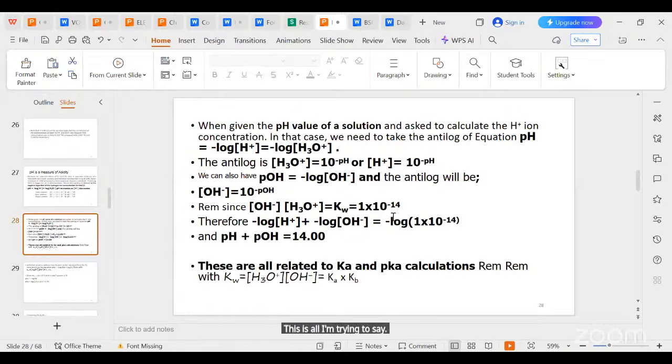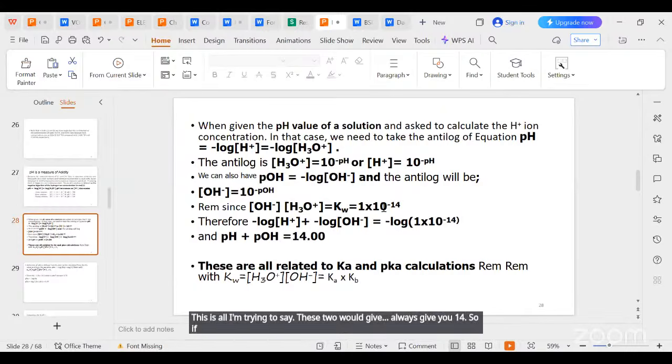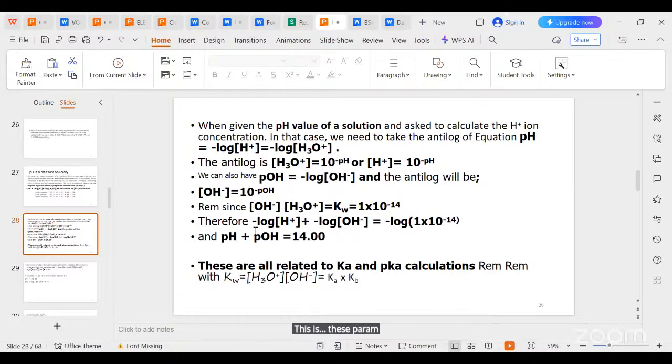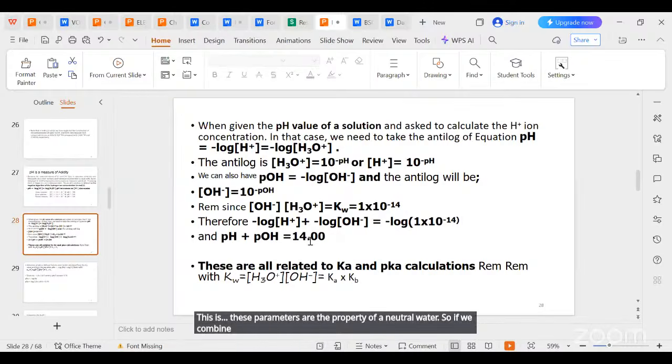These two would always give you 14. So if you put these two concentrations, this is how you get them. Remember, if you put these two, 0.1 times 10 raised to power minus 7, one time, you will get this. So this is constant for neutral water, for water that has nothing. These parameters are the property of neutral water. It's based on the learnings from neutral water that this concept was generated to explain the acidity scale that led us to have the pH scale.